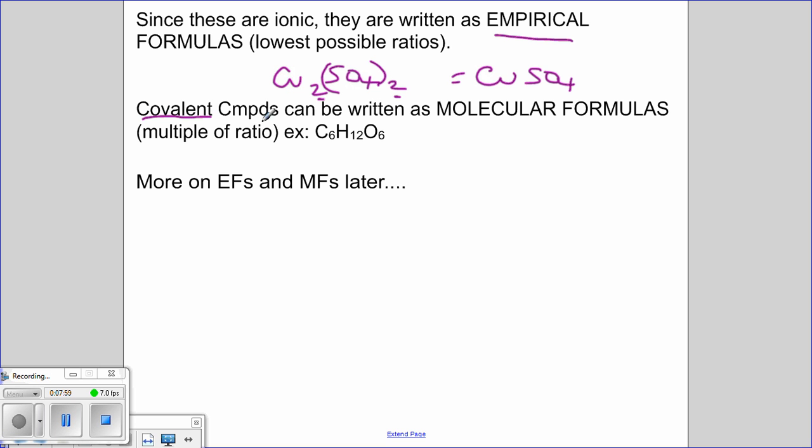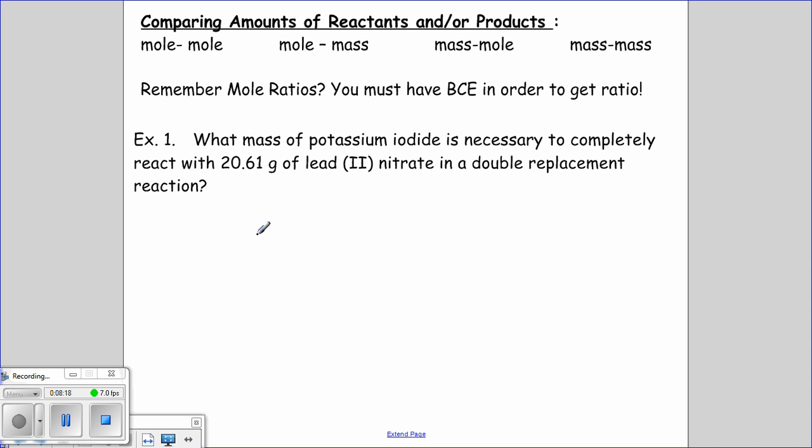Covalent compounds, like molecules, we write them in empirical or molecular formulas, meaning we have a ratio here that can be reduced, but we don't care. Molecular compounds can be in a multiple of that ratio. We'll do more empirical formulas and molecular formulas when we talk about combustion analysis.